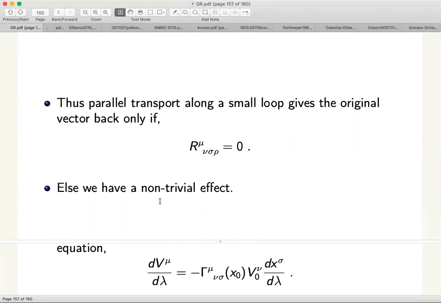Else we would have a non-trivial effect. So what we find is that the parallel transport along the closed loop depends on the curvature of space-time. Why? Because the Riemann tensor carries that information. I think I'll stop at this point today.